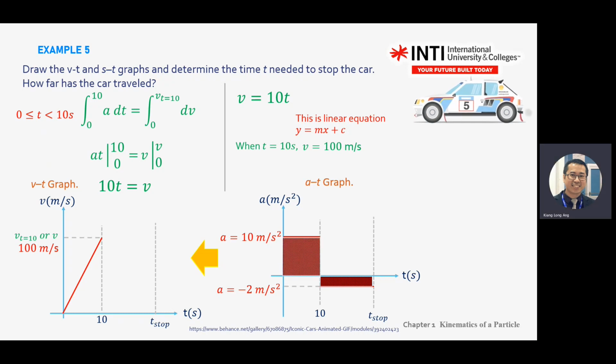It should not be t anymore. It should be a substitute 10. Sorry, you substitute the t with 10. So it should be at. So this is, I think, the first slide where I purposely did it wrong.